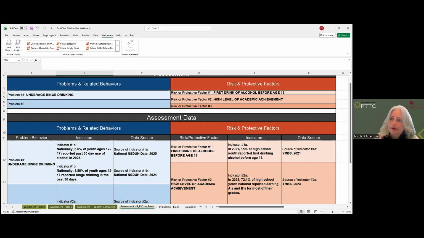There is a lot of research behind risk and protective factors. So I did put a link to a bunch of PTTC resources in there, because there is a lot of research behind each risk and protective factor that has been identified for substance use.